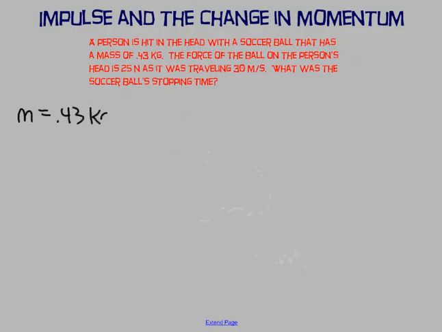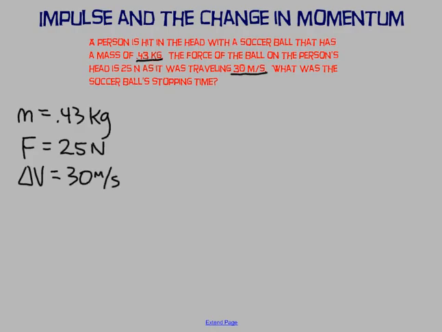So let's start labeling some things here. We have a mass of 0.43 kilograms. We have a force of 25 newtons. We have a velocity of 30 meters per second. Now remember, we're going to call that delta v because it started at 30 meters per second and is going all the way to 0, so the change in velocity is 30 meters per second, because it says the soccer ball's being stopped. It has a stopping time. So what we're really looking for is t, the stopping time.